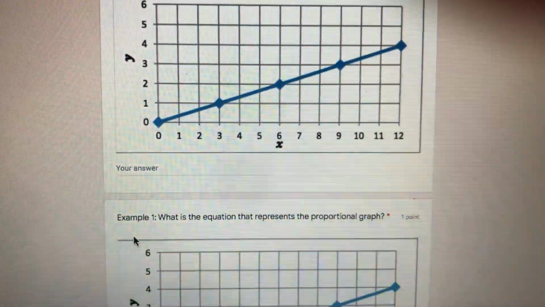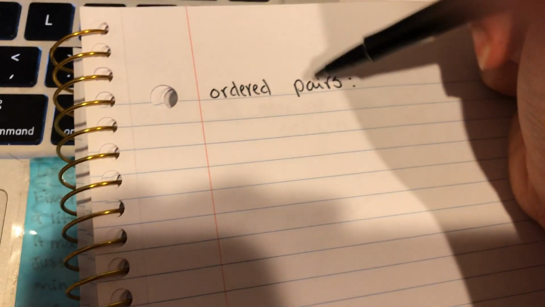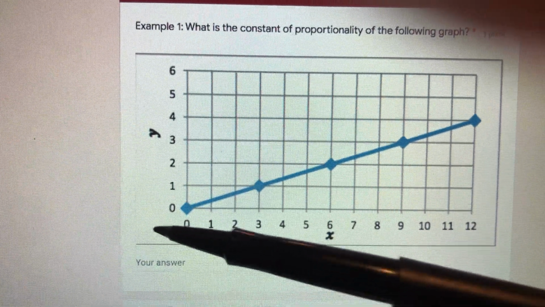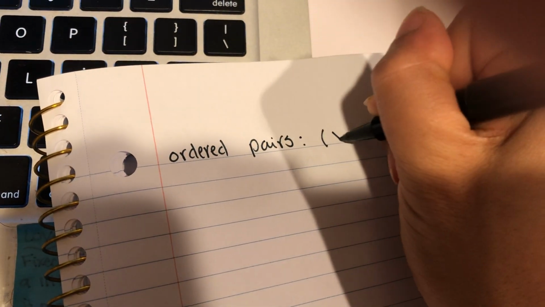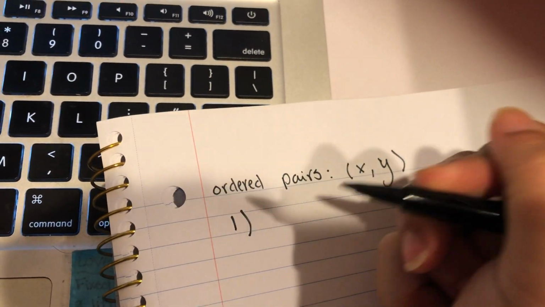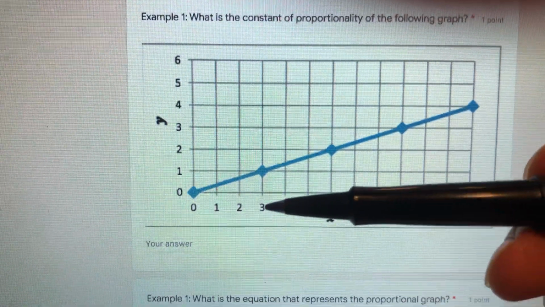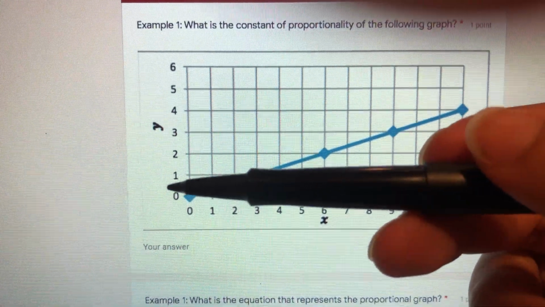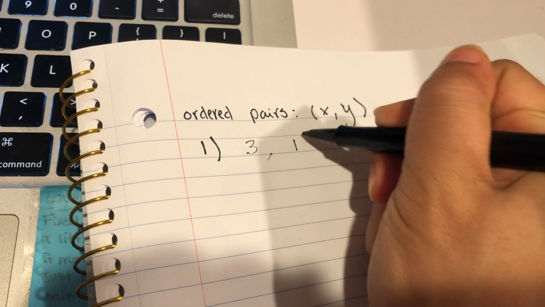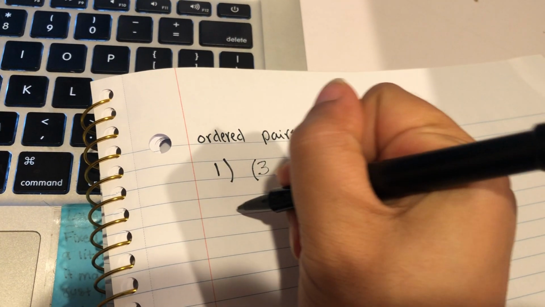So the first thing you're going to do is find the ordered pairs, which I wrote down here. So remember, this is my x-axis, that's my y-axis. And the first ordered pair, remember, it's always x, comma, y. So for ordered pair number 1, what we have is 3 for x, 1 for y. So here, I'm going to write 3, comma, 1. Okay, that's the first one.